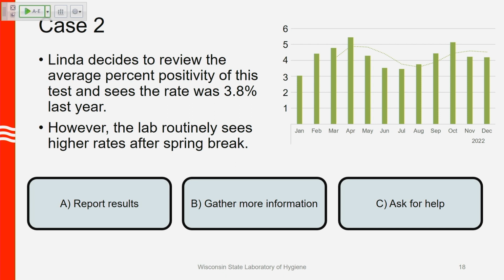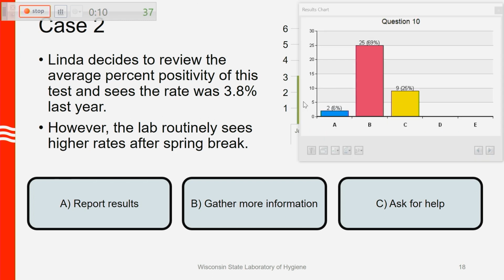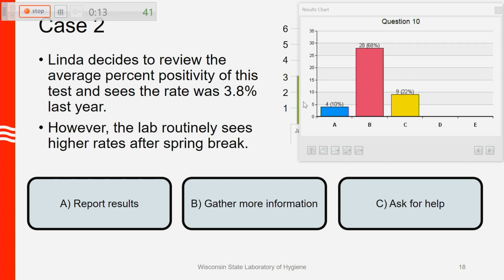She decides to review the average percent positivity of this test and sees the rate was 3.8% last year. However, her lab routinely sees higher spikes after spring break. There's the seasonality to it, different spikes that come up. So remembering this information, having those resources on hand in the laboratory, would you now report results, gather more information, or ask for help? Yeah, I've got a mix of answers here.